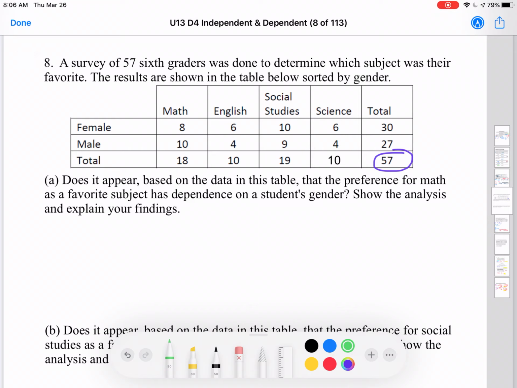So it says a survey of 57 sixth graders was done to determine which subject was their favorite. The results are shown in the table below, sorted by gender. So again, we're looking at gender and subject. Does it appear, based on the data in the table, that the preference for math as a favorite subject has dependence on a student's gender? So we know right away we're going to be using, if I was in class right now, I would have these formulas on the board and we'd be staring at them. So I'm just going to put it up here.